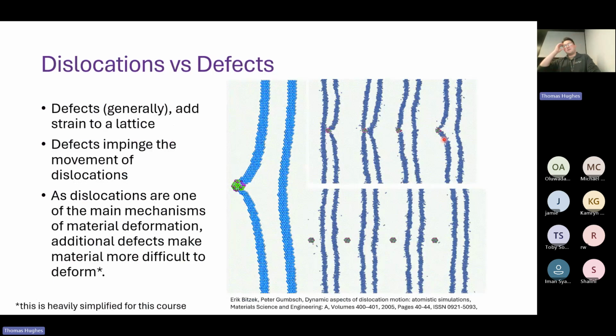Yeah, and I'm massively simplifying deformation mechanisms here because there is obviously a whole branch of science dedicated to it. But if you do want to learn more about material science, please ask me.